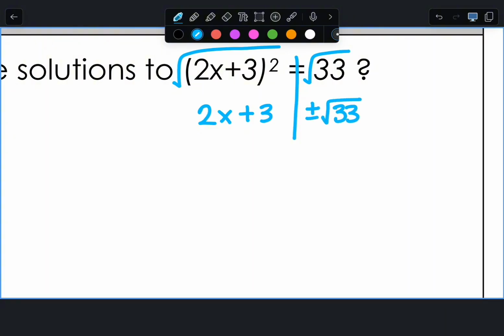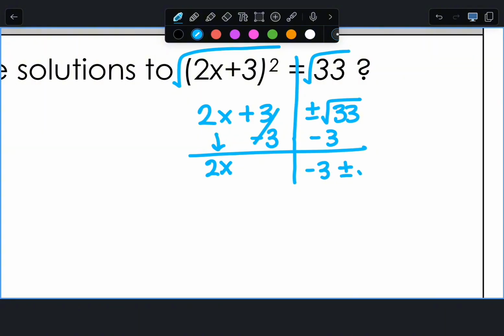Now, because x is not by itself, we do continue to solve. How do we continue solving? Minus 3. Bring down 2x. On the other side, -3 comes first, then the positive negative. Then what? Divide by 2.